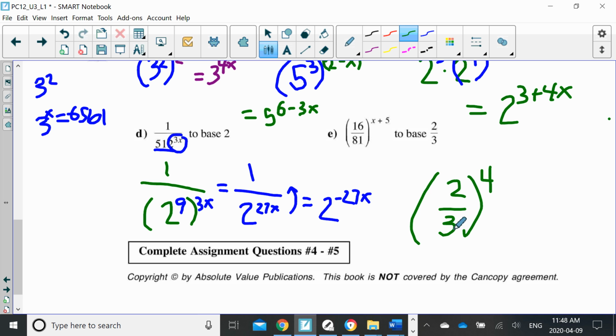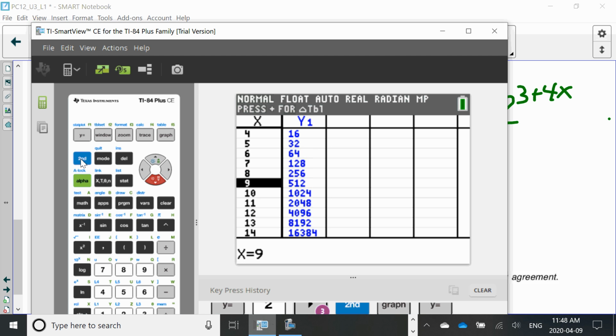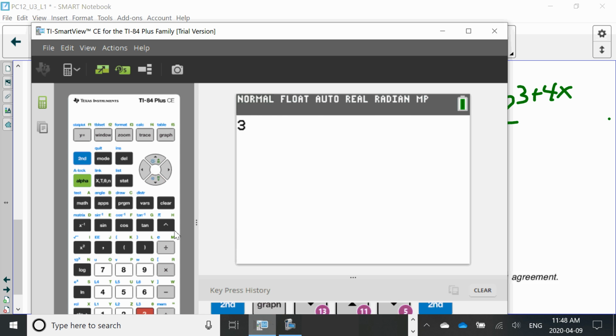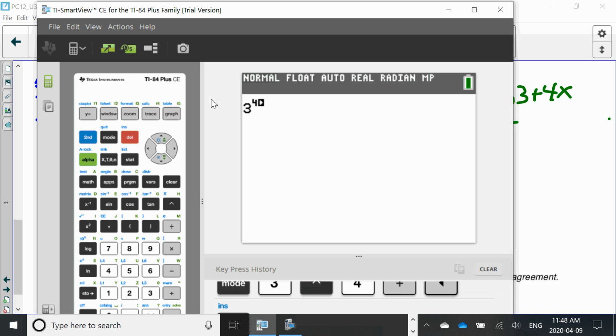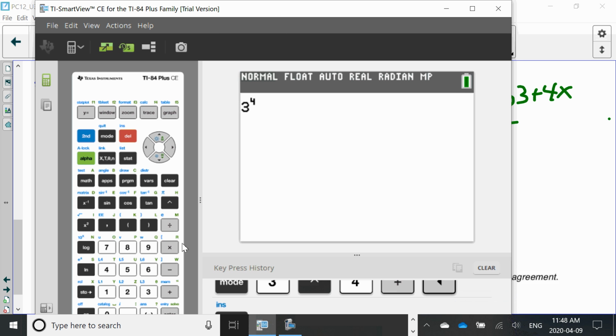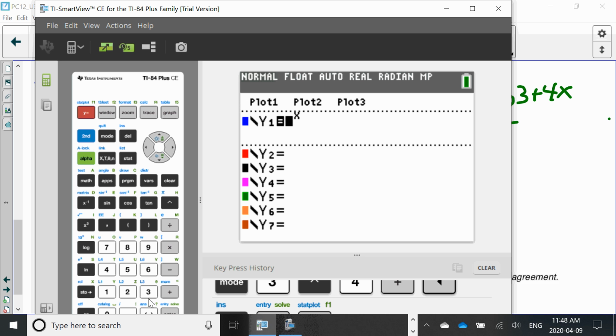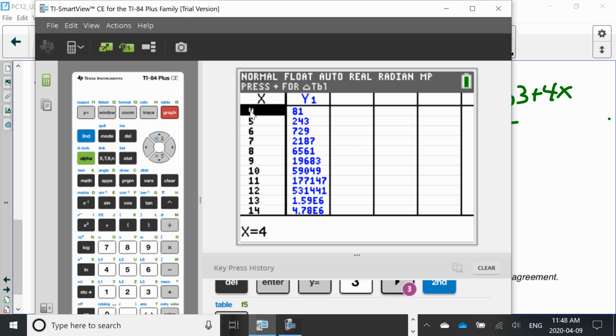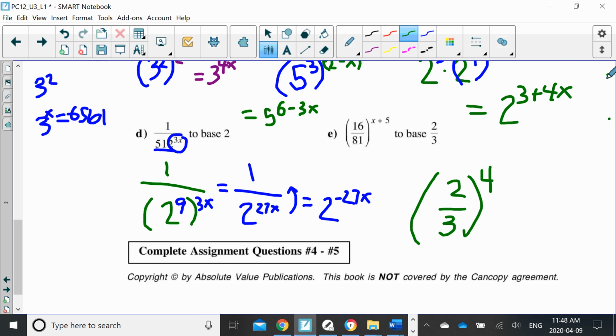And let's check 3. Is 3 to the power of 4 81? I could check it in 2 different ways. I could go on my calculator, 3 to the power of 4, so 3 to the power of 4 is 81. Or I could have changed this to base 3, 3 to the power of x, second function table, there it is, 3 to the power of 4 is 81.